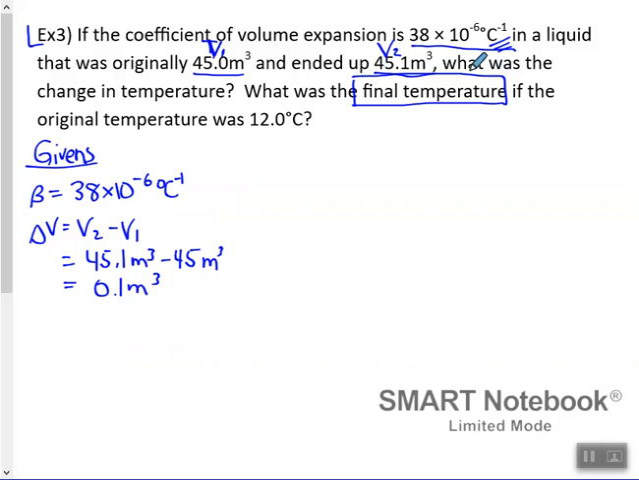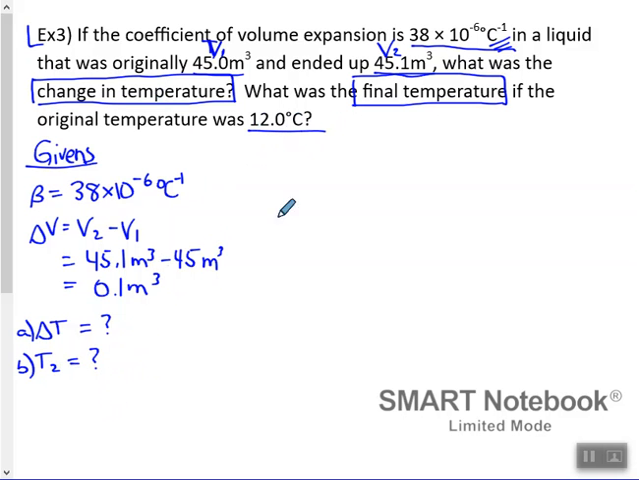Now, what was the change in temperature? And what was the final temperature? So looking for delta T, and then after that, so this is like an A, then looking for my final temperature, when my original temperature was 12 degrees Celsius. So T1 equals 12 degrees Celsius.